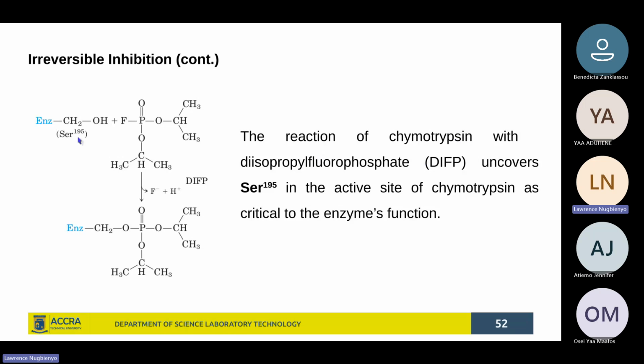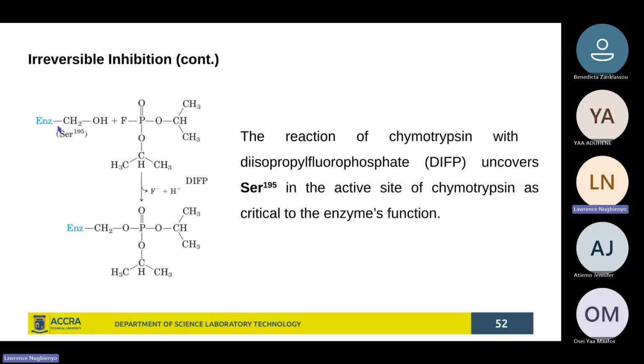And you saw that in the active center. So what you see on the left-hand side, ENZ, that's the enzyme. And in its active center, we have the serine at the 195th position. We saw this earlier. And you see that there's a hydroxyl group on the side chain of serine. And that hydroxyl group is having interaction with the fluoride of the molecule DIFP.